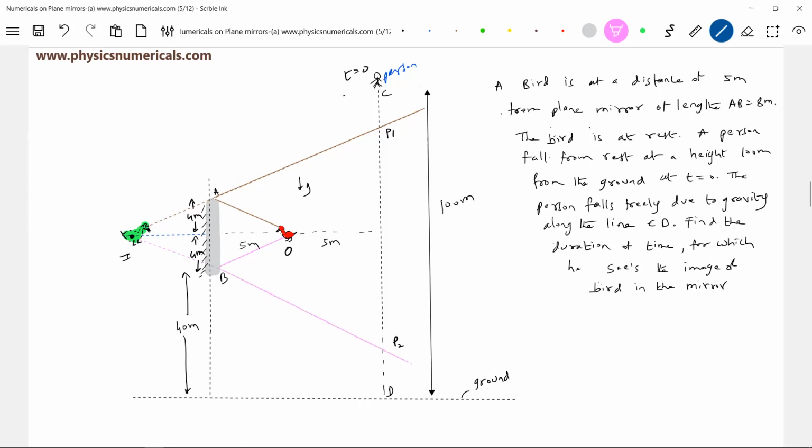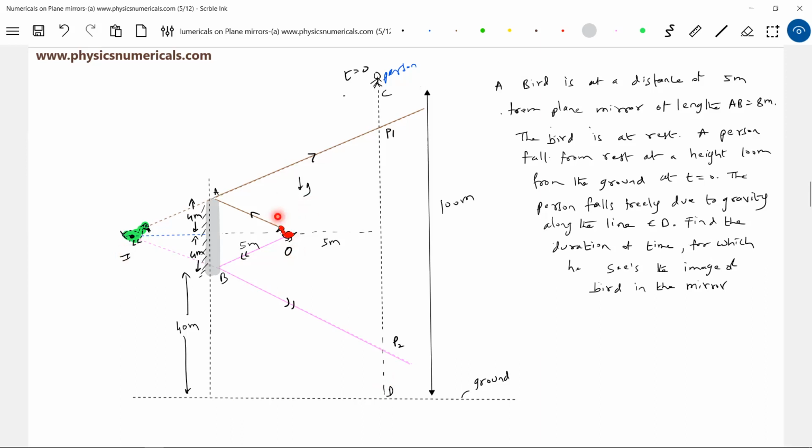The moment the person encounters the brown colored reflected ray of light, he will start seeing the bird. And the moment he just crosses this pink reflected ray, he is unable to see it. He is unable to visualize the image of the bird.